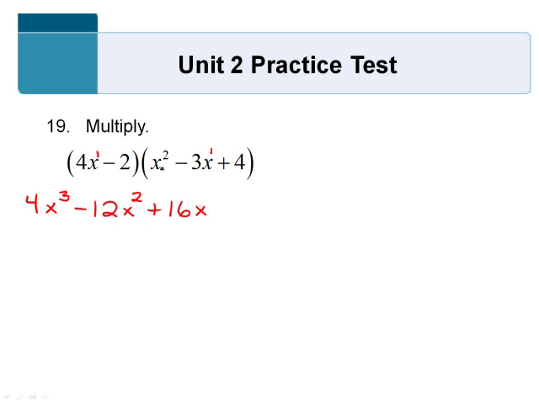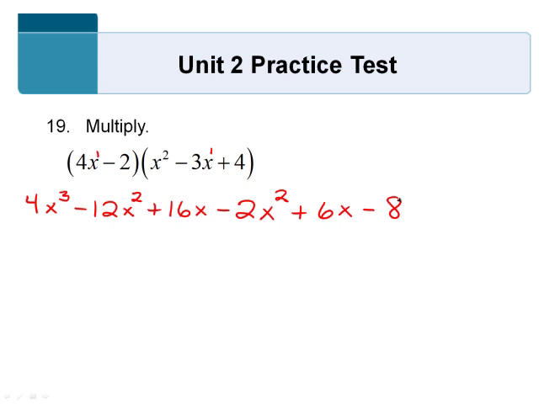All right, now you go back and you take negative 2 times all the terms. So negative 2 times x squared would be negative 2x squared. Negative 2 times negative 3x would be positive 6x. And a negative 2 times 4 is negative 8. So we have this big long line of beautiful terms.